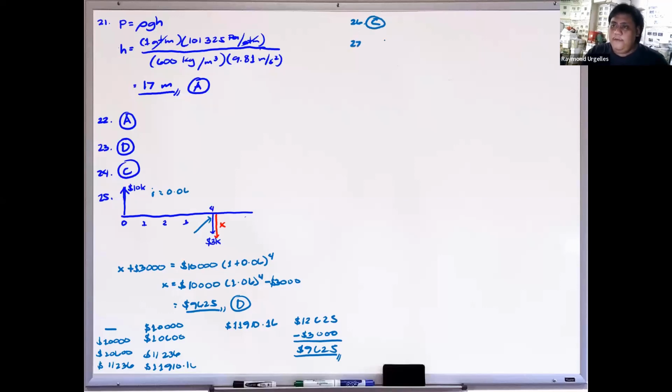So for number 27, we are told that we have momentum. What's momentum? Mass times velocity, right? So the fact that we have momentum means we have mass and we have velocity. Looking at the choices, acceleration has nothing to do with mass or velocity. Even at zero velocity, you can have acceleration. So momentum does not imply you have acceleration.